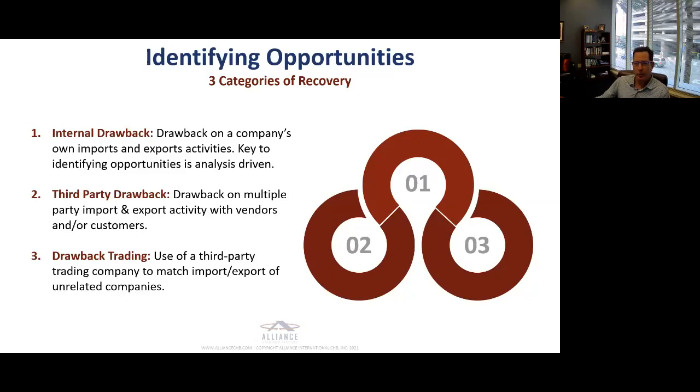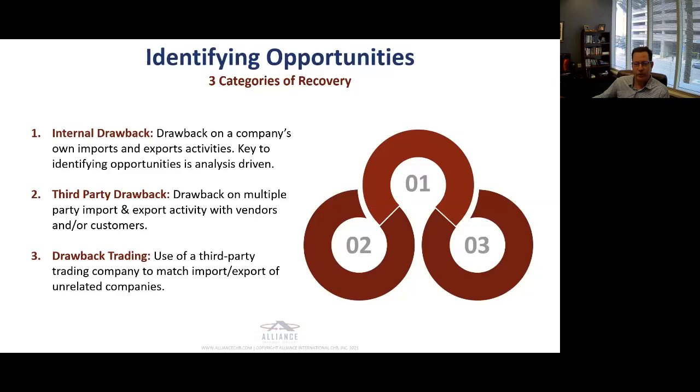Category number three is a bit more outside the box, but it's been legally vetted. And that is when we have an importer and an exporter that do not have an existing organic relationship. But let's say we have a chemical company on the import side that's importing xanthan gum from China, and we have a company on the export side that's exporting polydextrose. These are two separate chemicals that fall under different chemical identification numbers, or CAS numbers. But they both roll up to the same harmonized tariff schedule number.